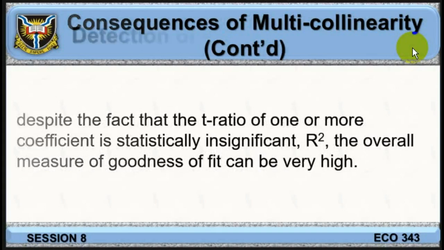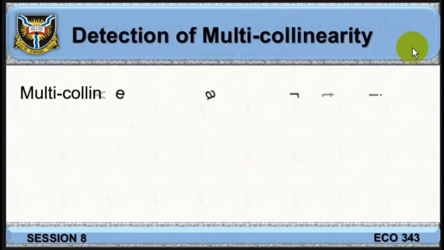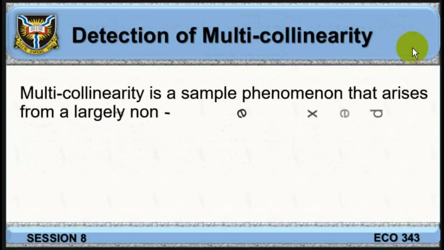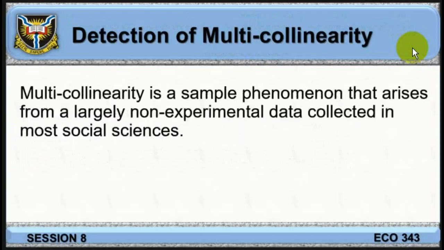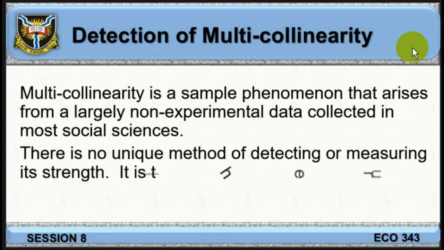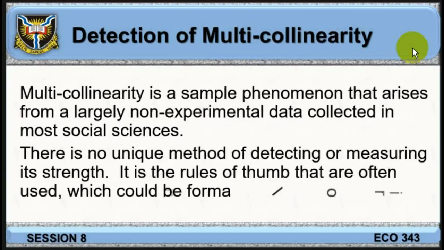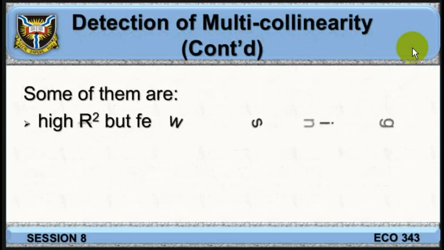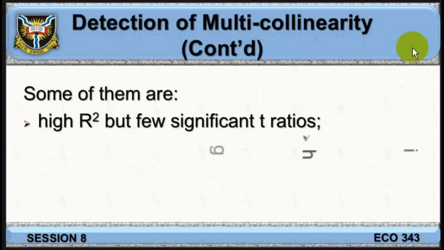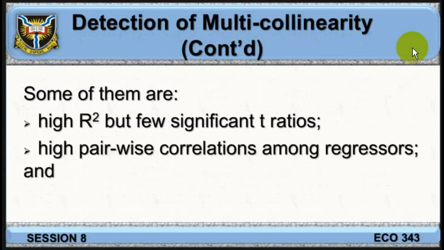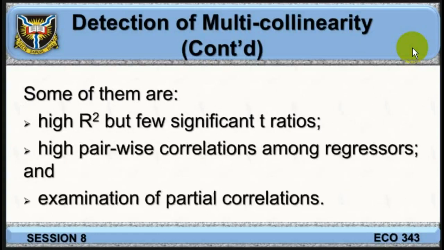Detection of multicollinearity. Multicollinearity is a sample phenomenon that arises from largely non-experimental data collected in most social sciences. There is no unique method of detecting or measuring its strength. It is the rules of thumb that are often used, which could be formal or informal. Some of them are: A. High R-squared but few significant t-ratios. B. High pairwise correlations among regressors. And C. Examination of partial correlations.